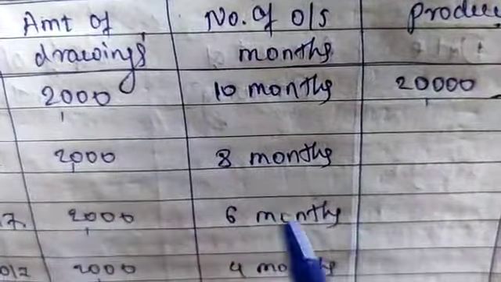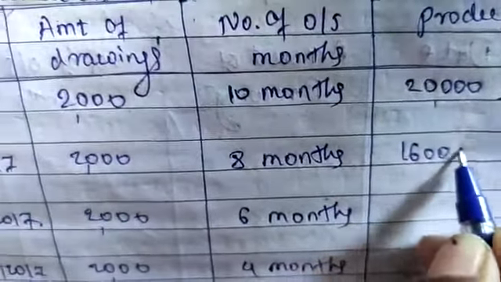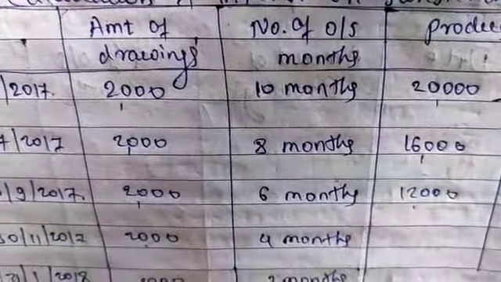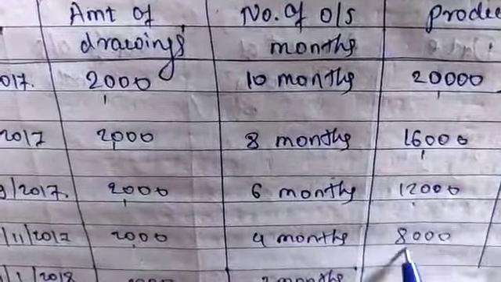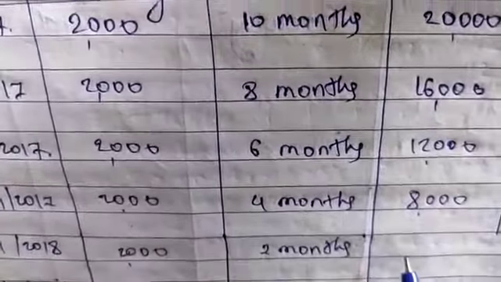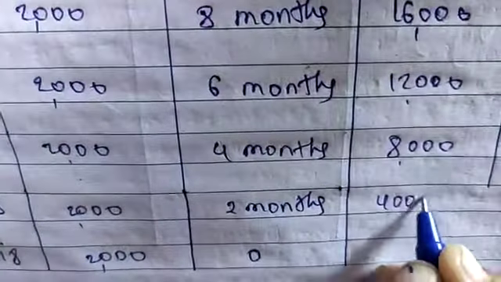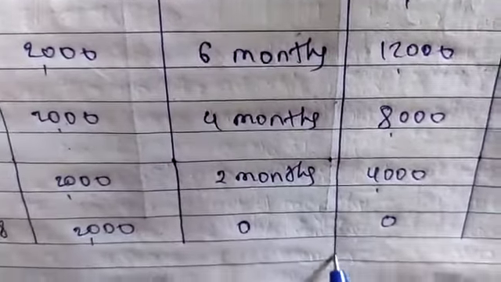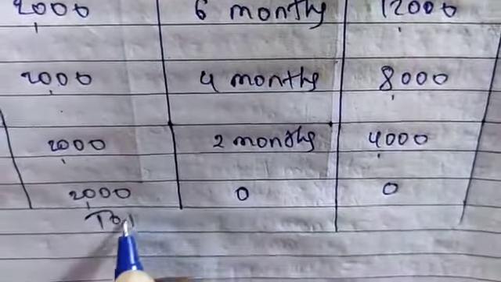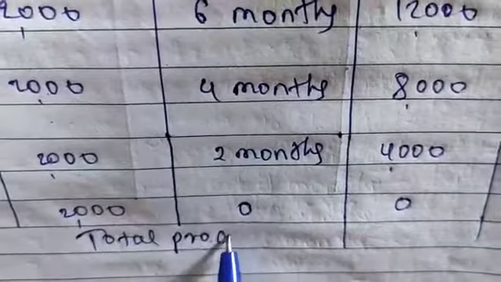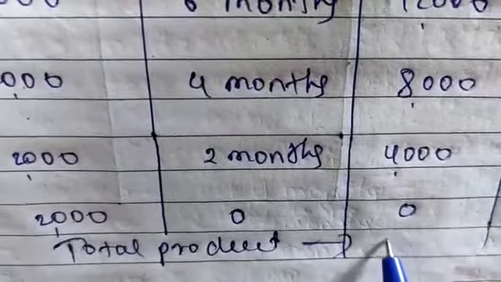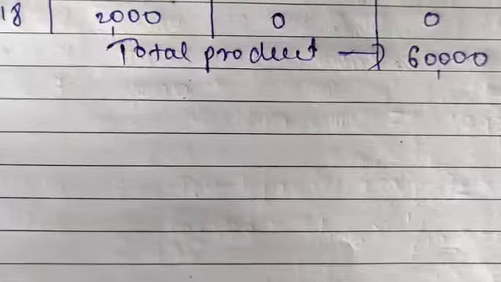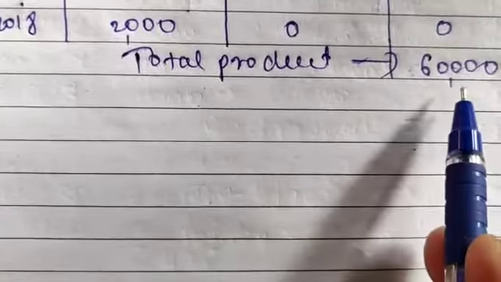Next one, 2000 into 8, 16,000. 2000 into 6, 12,000. 2000 into 4, 8,000. 2000 into 2, 4,000. And here 0. So now calculate the total product. Total product equals 60,000. The total product you got here is rupees 60,000.